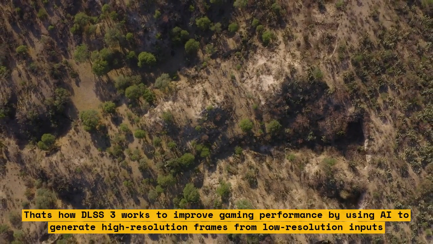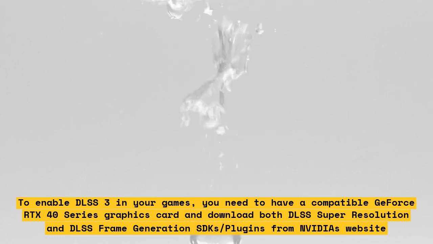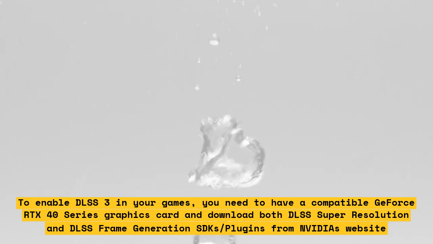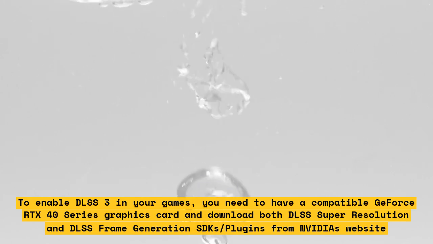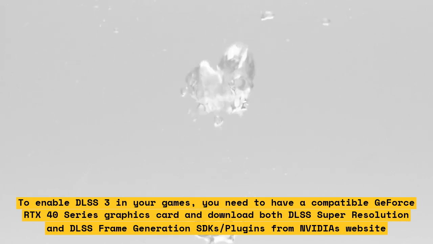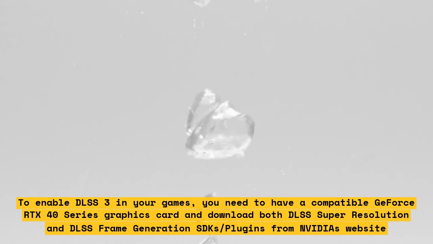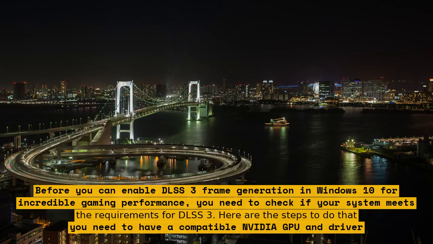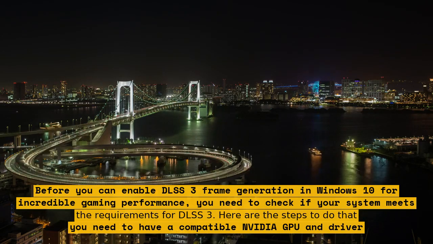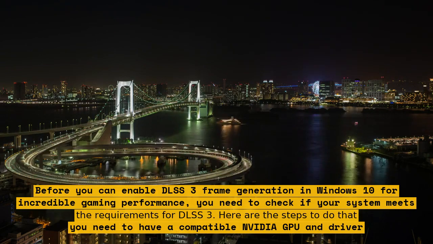To enable DLSS 3 in your games, you need to have a compatible GeForce RTX 40 series graphics card and download both DLSS Super Resolution and DLSS Frame Generation SDKs/plugins from NVIDIA's website. Before you can enable DLSS 3 Frame Generation in Windows 10 for incredible gaming performance, you need to check if your system meets the requirements for DLSS 3. Here are the steps to do that.